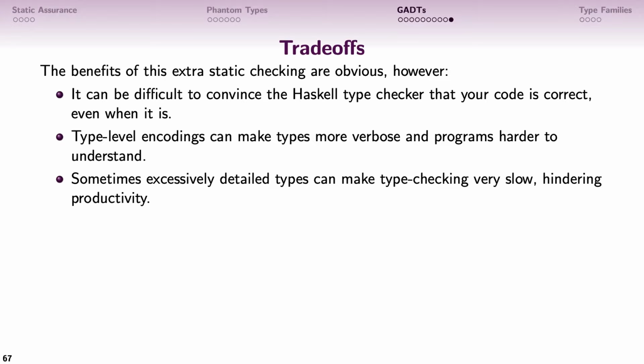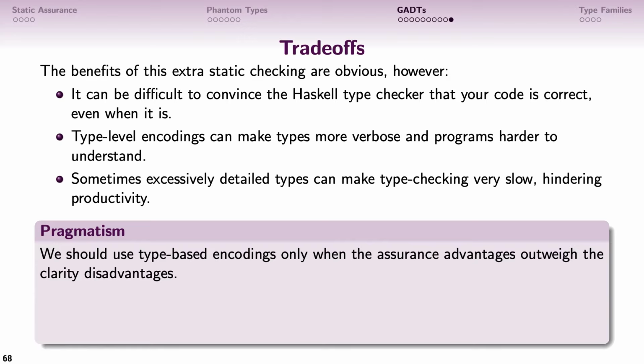And sometimes, if you have excessively detailed types, it can make the GHC type checker very slow, although this is a lot better in recent versions. If you have slow compile times, that can hinder your productivity. And this isn't just the case in Haskell. Type-level programming is also very popular in languages like C++, and in C++ in particular, type-level programming can introduce severe compile time delays. So we need to be pragmatic about this. We should judiciously use these type-level checks when the assurance advantages outweigh the clarity disadvantages.